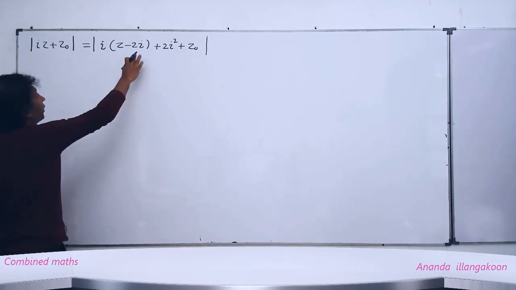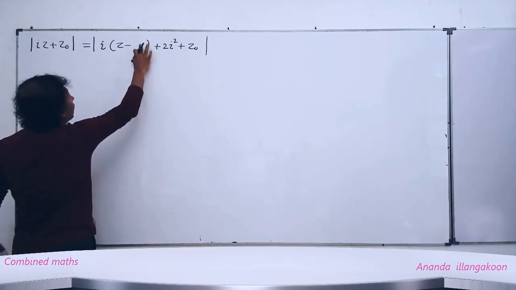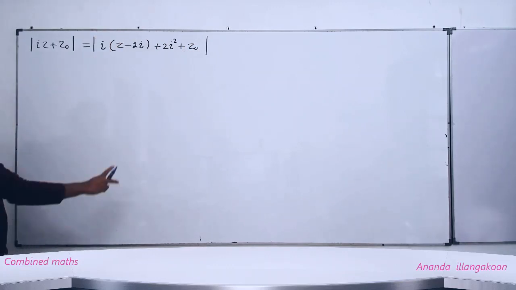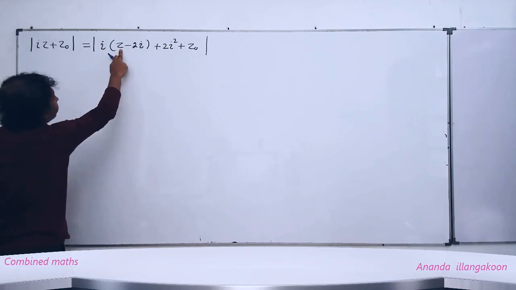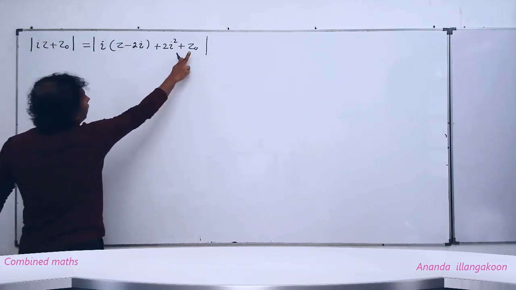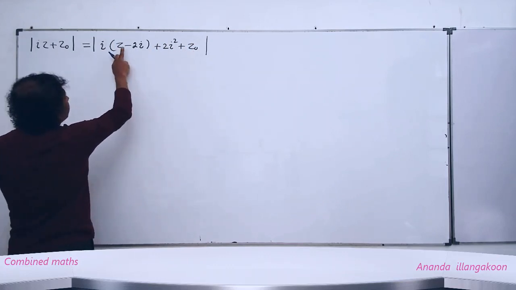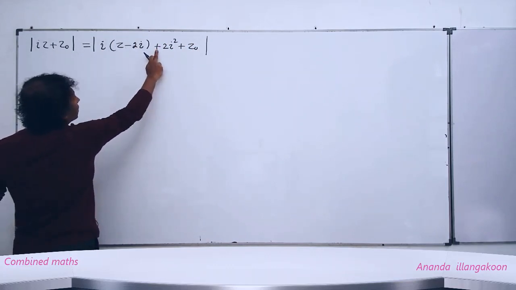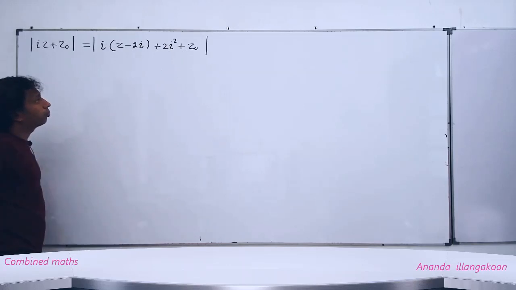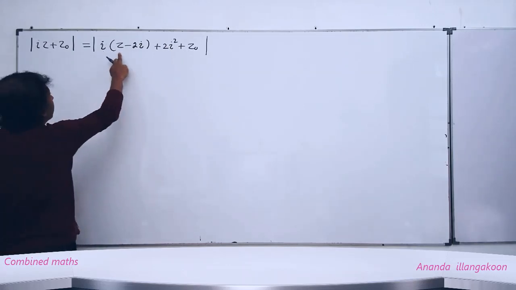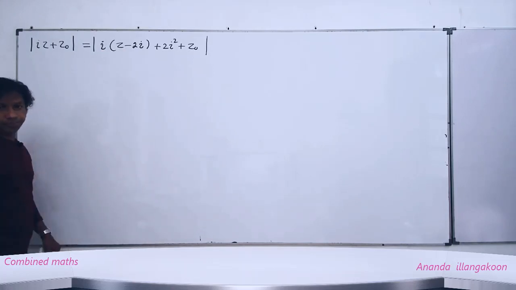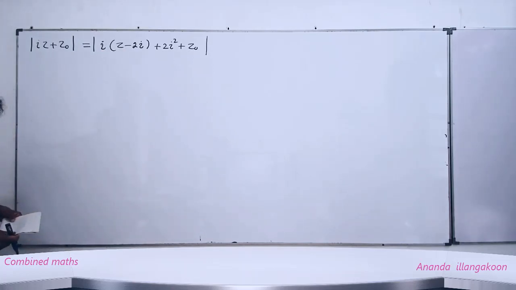Here we have 2i, right? Then what do we get there? We get iz and z naught. Here minus 2i squared and plus 2i squared cancel off. Then on the right-hand side, we have iz plus z naught only. Right.